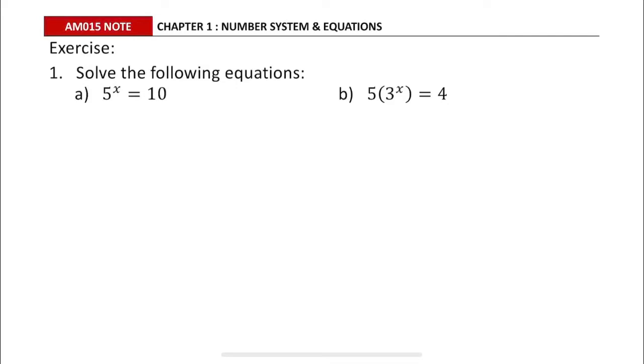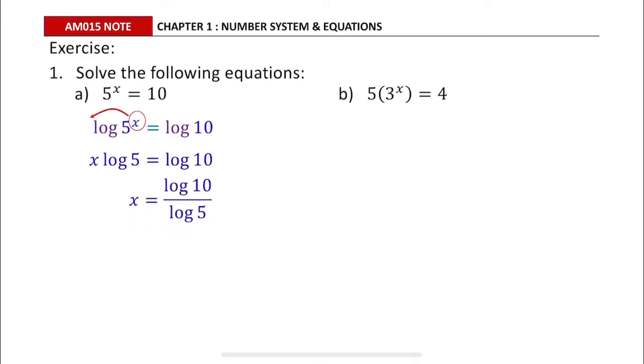By taking log both sides, we can apply the power rule where we transfer x to the front of the log. Then we can solve for x. The answer can be expressed in three significant figures.